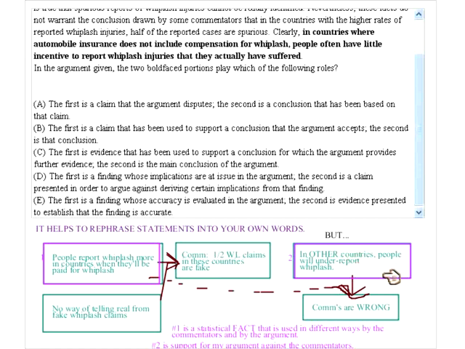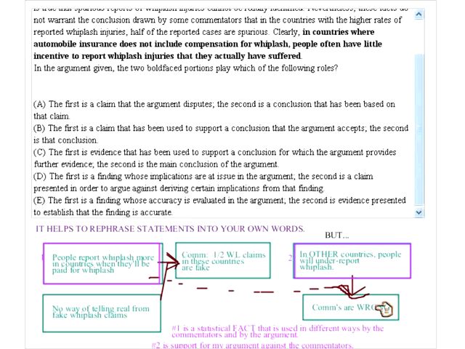To the question, why isn't it the main conclusion? It's because it's not a conclusion. Remember we used a therefore test, and we decided that this supports this, because these two are my argument. In other countries, people underreport whiplash, therefore the commentators are wrong. That makes sense. The commentators are wrong, therefore other people will underreport whiplash. That doesn't make sense. People aren't going to change their behavior based on what commentators say. So this is not a conclusion of anything, therefore it can't be the main conclusion. This is actually support offered for that conclusion.